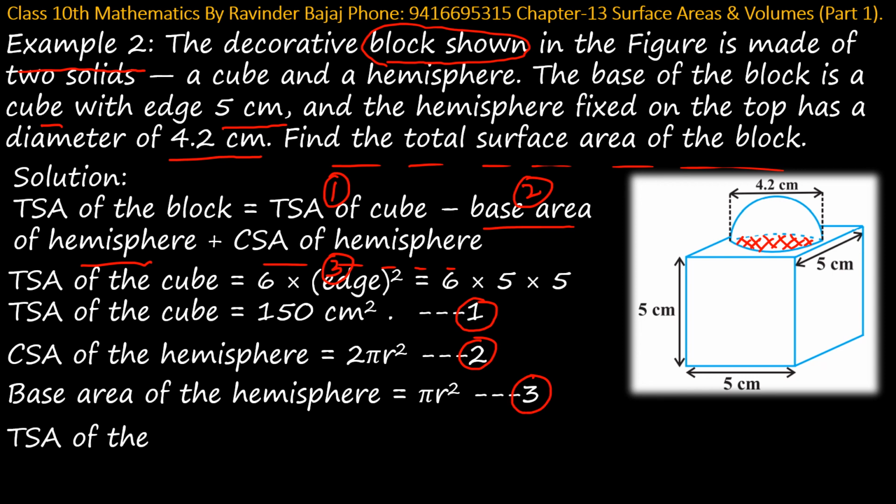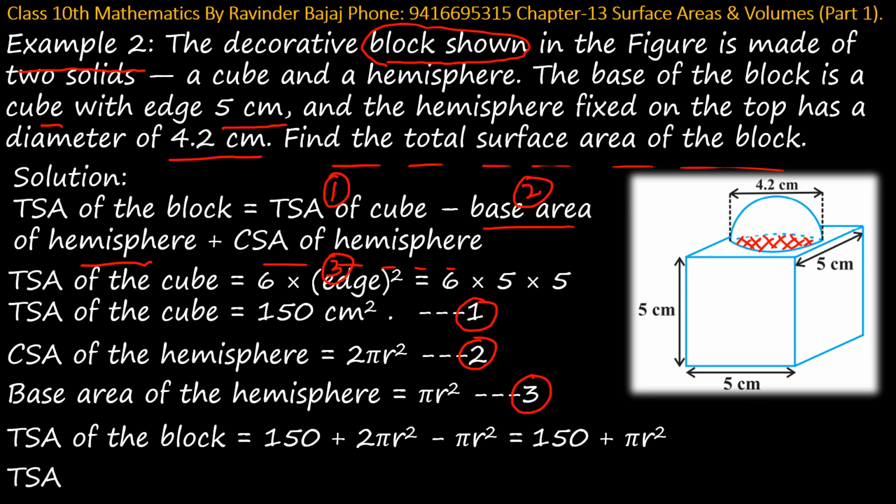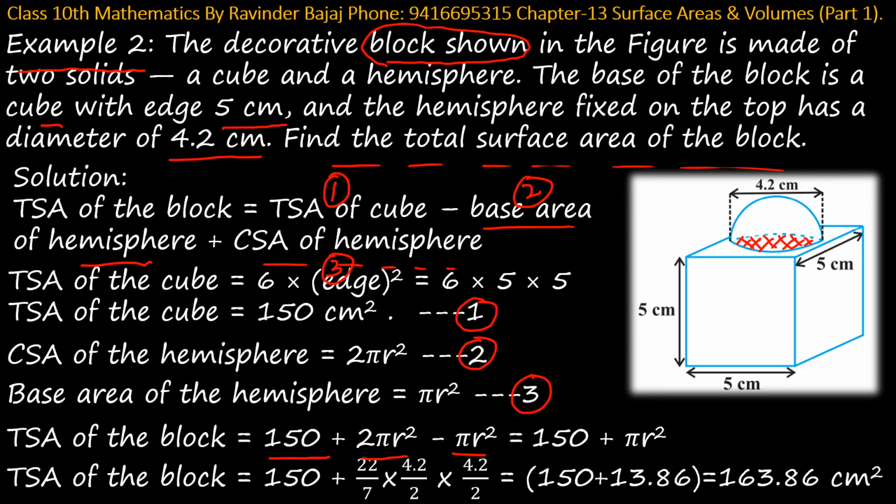Now we will calculate the total surface area of the block is equal to 150. This is the first part plus the second part minus this. This one is the curved surface area of the hemisphere. It is the cube, and this one is the base circle. This is the base. We are subtracting the base. So 2 pi r square minus pi r square will become pi r square. After this, the total surface area of the block is equal to 150 plus pi r square is equal to 150 plus 13.86, and this is equal to 163.86. This is the right answer.